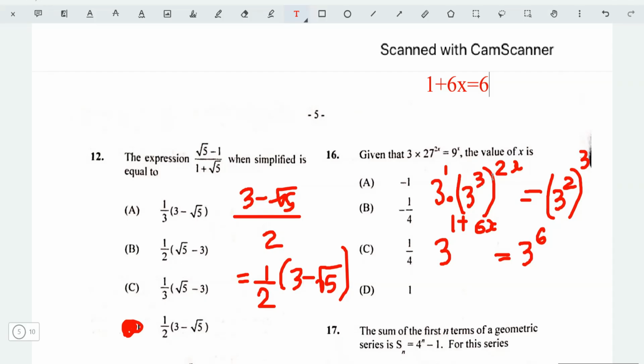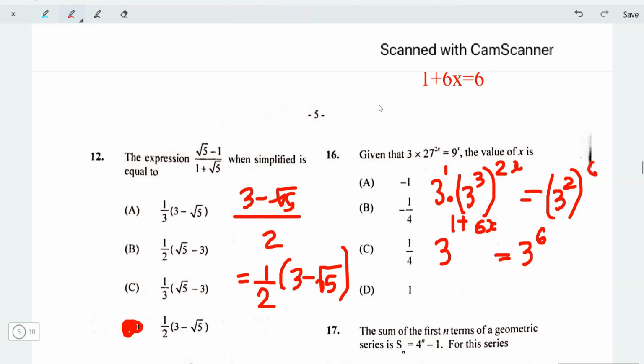Is 3 cubed 27? Yes, 3 cubed is 27, so that's fine. And 9 is 3 squared. Oh, this was x. Where did this 3 come from? This should have been x. My apologies. This was x. Let's fix this.